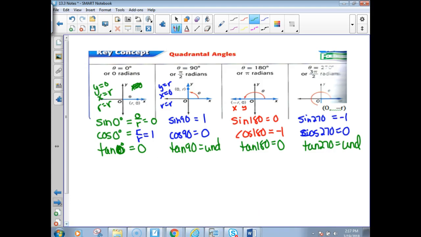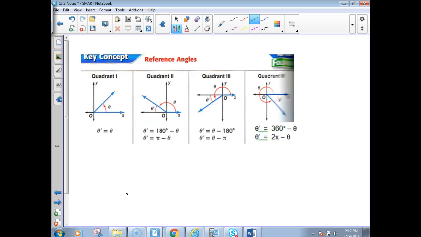Okay? You asked, you got it. 0 or undefined are the possibilities for the quadrantals. If you were going to do your cotangent, the reciprocal of undefined is 0, and the reciprocal of 0 is undefined, if you will.